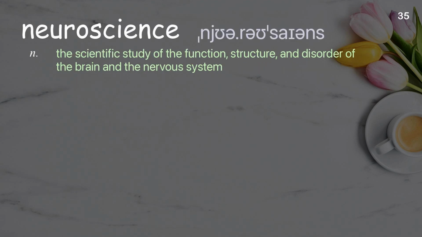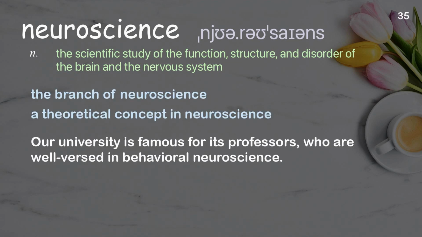Neuroscience: the scientific study of the function, structure, and disorder of the brain and the nervous system. Examples: the branch of neuroscience, a theoretical concept in neuroscience. Our university is famous for its professors, who are well-versed in behavioral neuroscience.